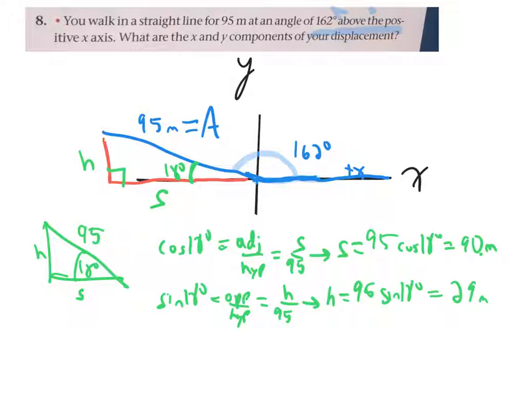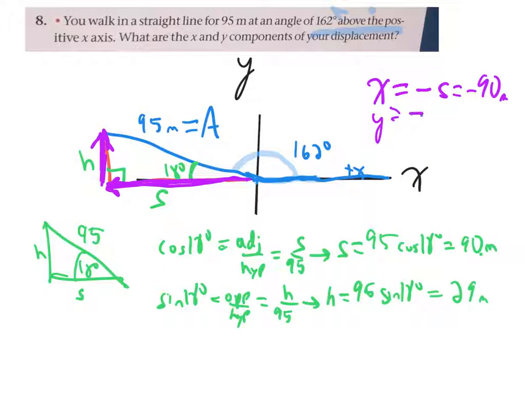And you might say, well, those are almost the same thing, but I had a negative before. And the issue here is that our sides are always positive, but we know that if we go back to the triangle, the component for x points in the negative direction. And so the x component is minus S here. It's minus 90 meters. Whereas for y, the component points upward, and so y is the same as H, which is 29.